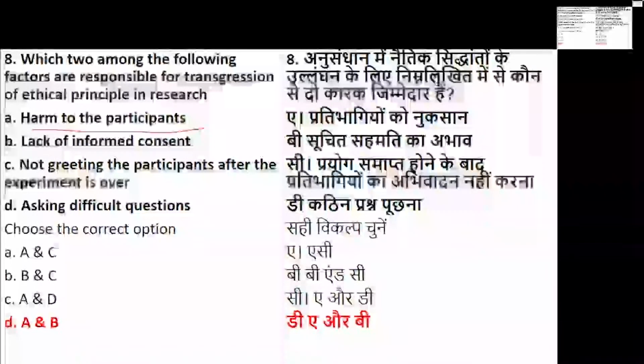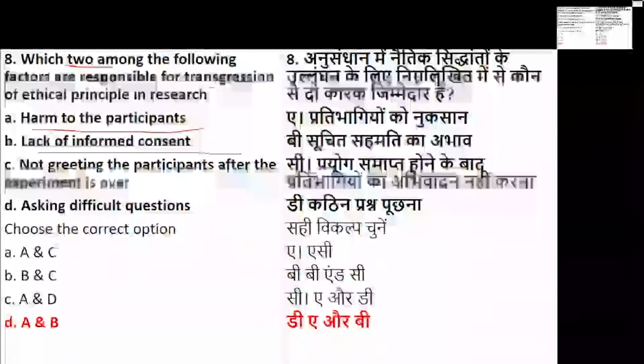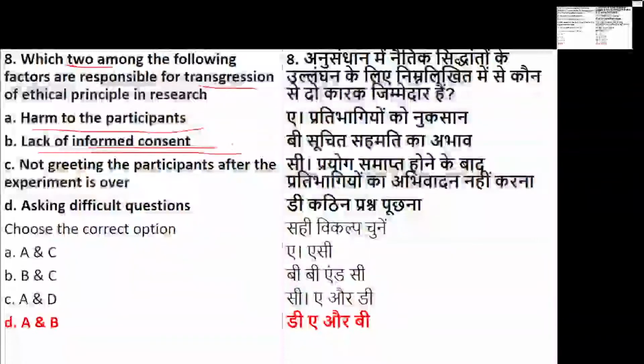So harming the participants and lack of informed consent. See, please try to understand which two. They have said very correctly, among the factors responsible for the law. So as per the law, to harm the participants is not a part. Lack of informed consent. Now what do you mean by informed consent? Whenever you are taking research responses, you are supposed to take the consent of the participants, which is a part of a research principle. So yes, these two things will be against the rule, or will not be a part of a code or a rule.